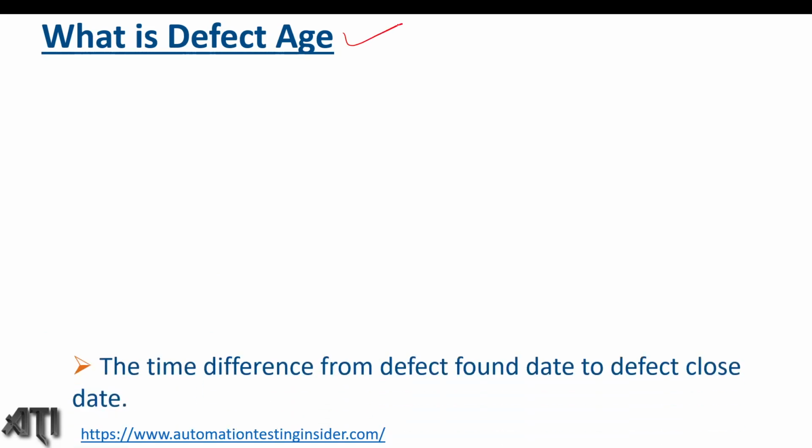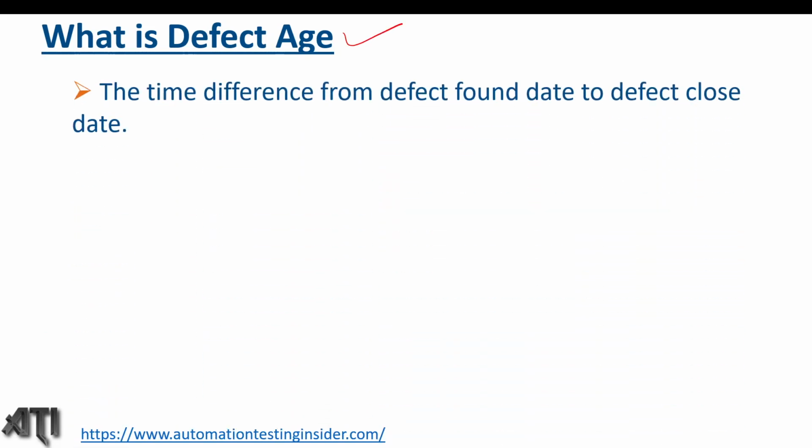What is a defect age? The time difference from the defect found date to the defect close date is called defect age. So let's say on the 20th of this month we found the defect, and on the 5th of the next month it got closed. So what is the difference? Here we have 15 days. So 15 days is nothing but the defect age.